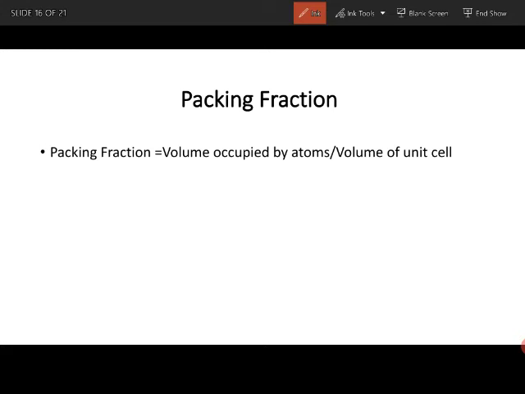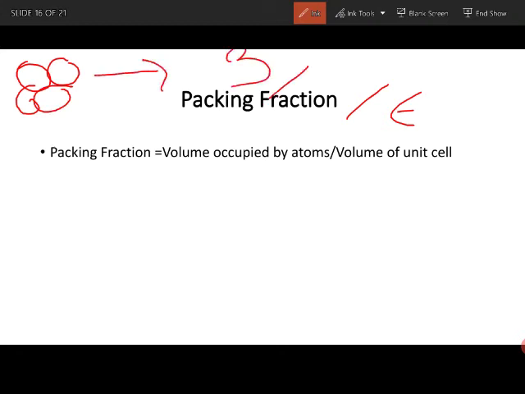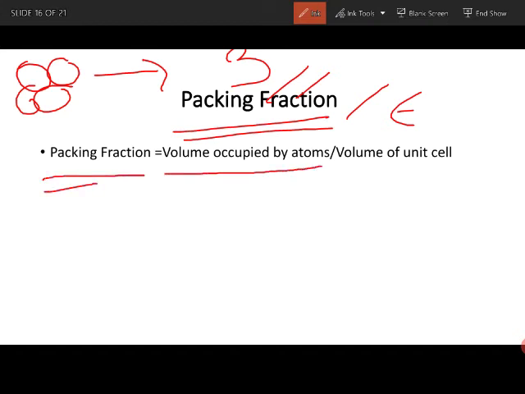Now next comes the packing fraction. Packing fraction, or packing efficiency, is related to the structure, how compact the structure is. We have learned about 3 types of unit cell, so we will learn about the packing also in 3 types of unit cell. Packing fraction is given by volume occupied by atoms divided by volume of unit cell. When we talk about atoms, we will consider atoms as spheres. So what is the volume of a sphere? It is 4 by 3 pi r cube.